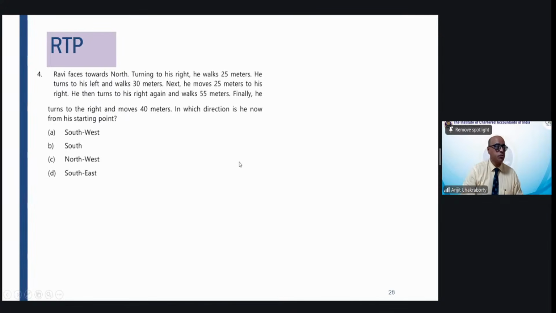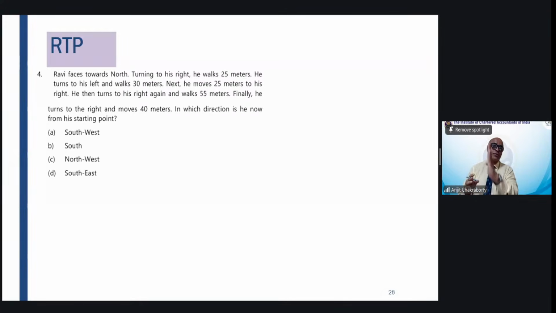Ravi faces towards the north. Turning to his right, he walks 25 meters. You are facing towards the north, and then you are taking a right turn. So from the north, a right turn means you are moving towards the east.